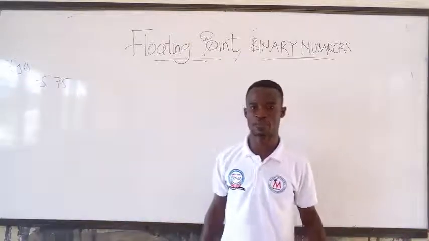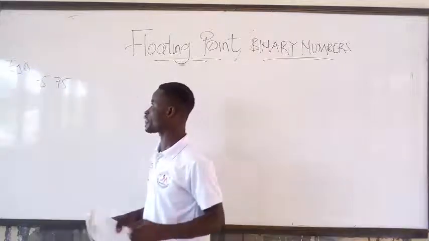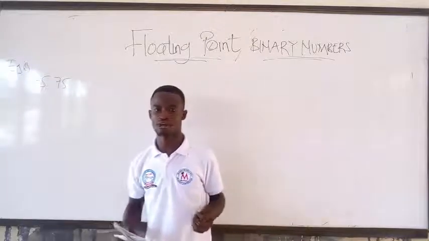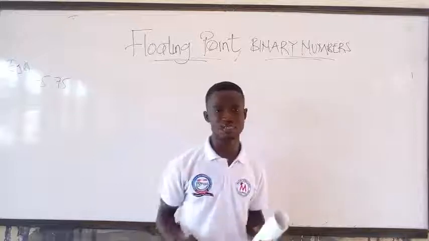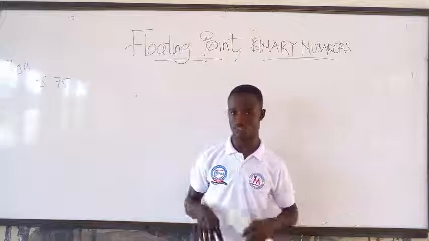Welcome to the first example of floating point. So we have negative 5.75. Let's see how we are going to do this. First of all, let's assume that we don't know that there is any negative attached to it.